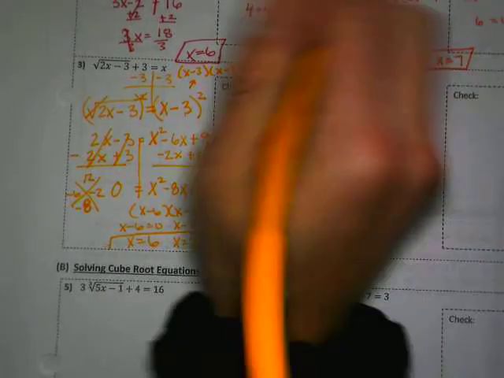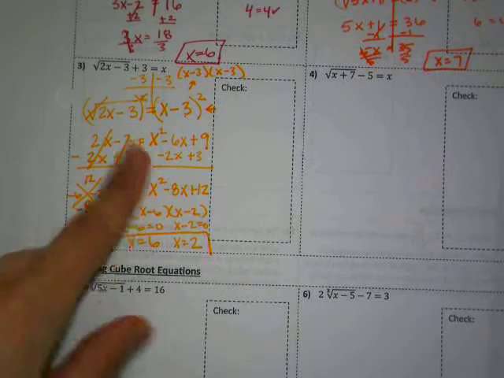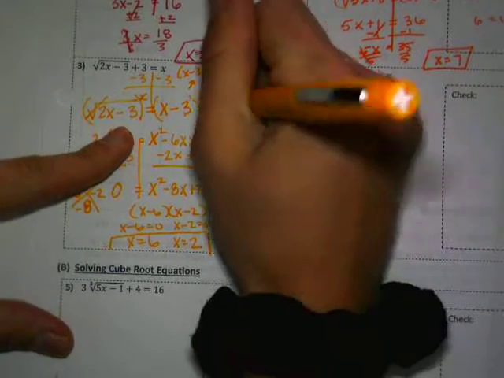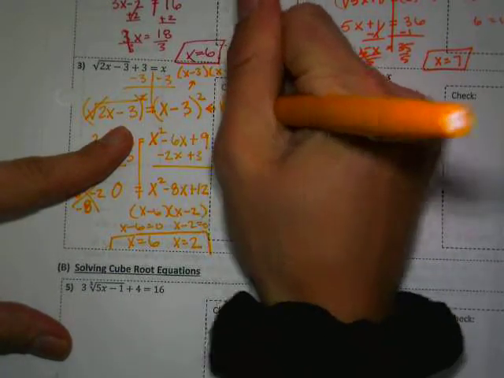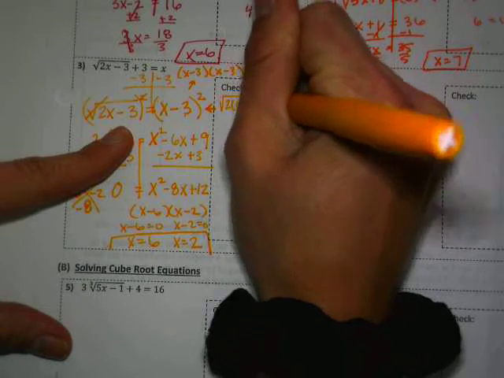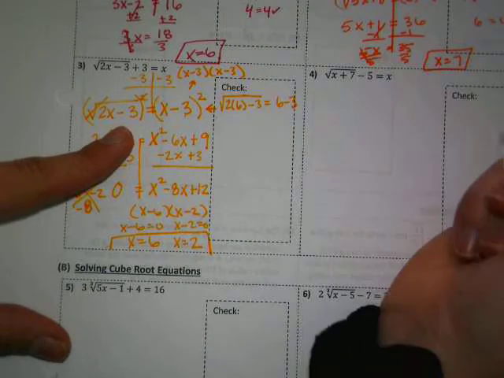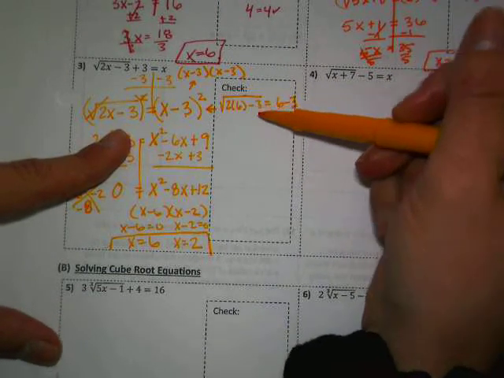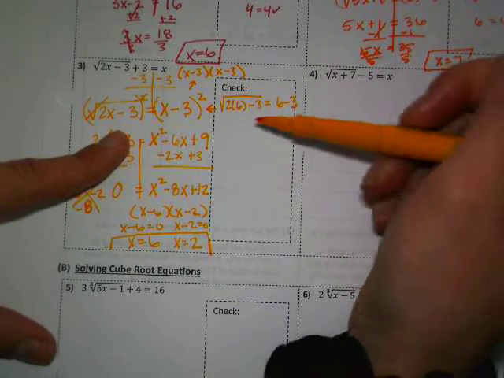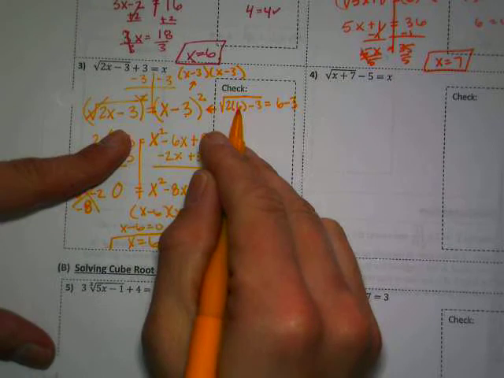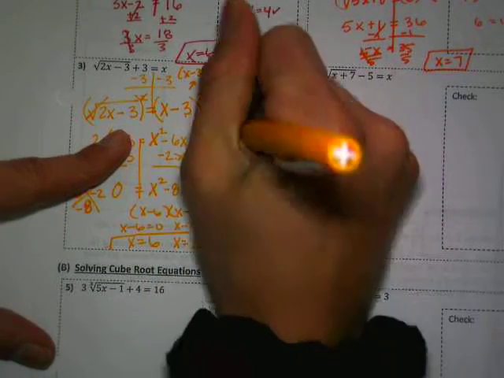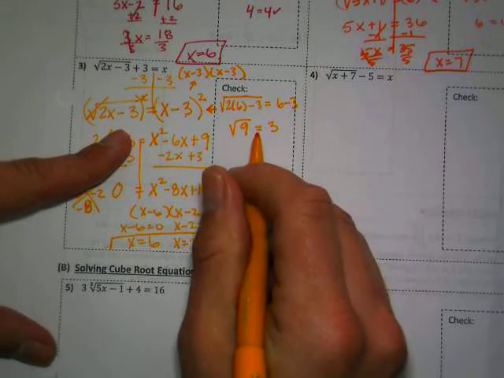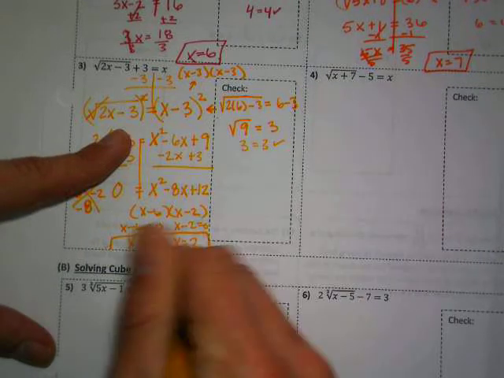All right, focus back up here. I'm going to check it. So when I'm checking, square root of 2 times 6 minus 3 equals 6 minus 3. So 2 times 6 is 12 minus 3, 9. So I have the square root of 9. What's 6 minus 3? 3. Good. So this one works.